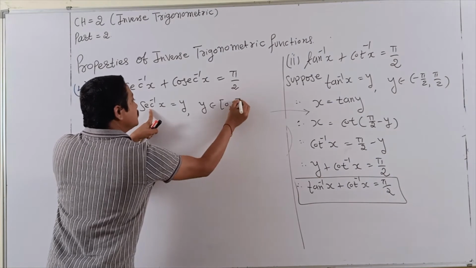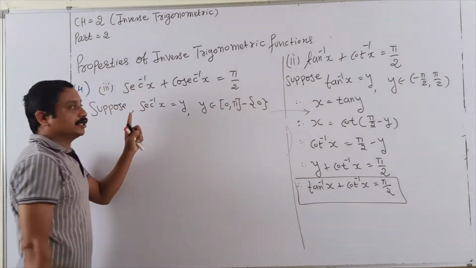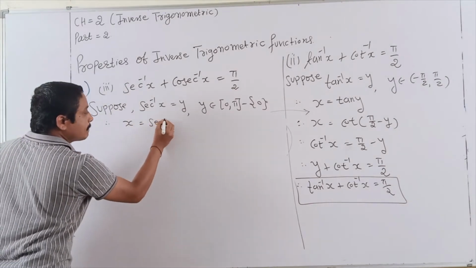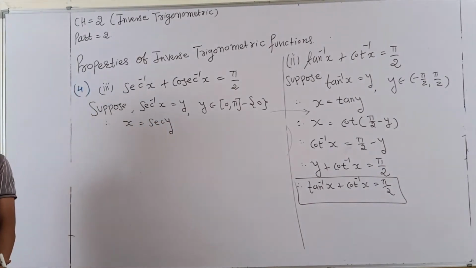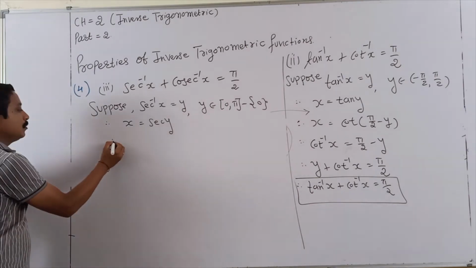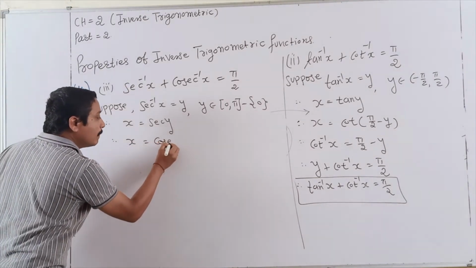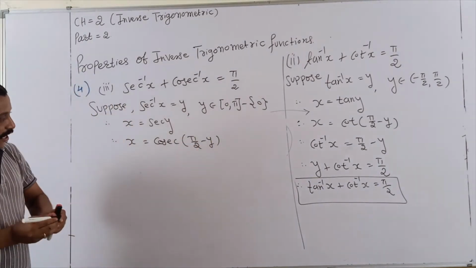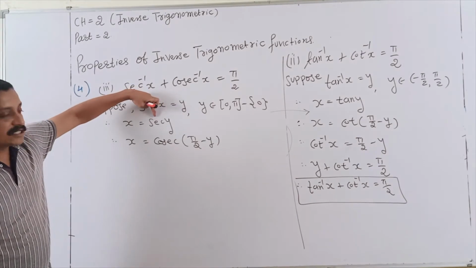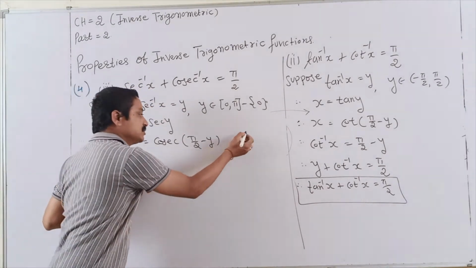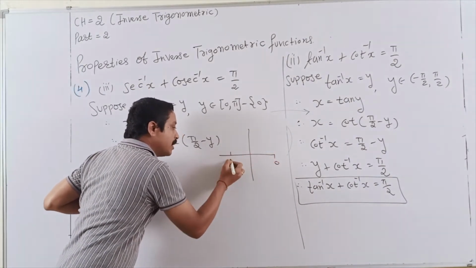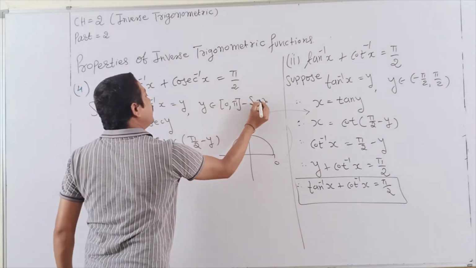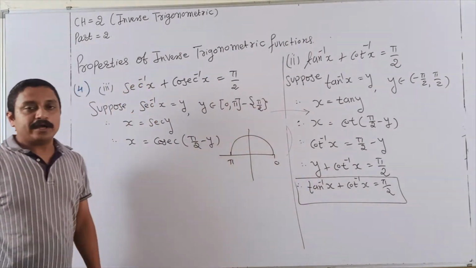Closed bracket 0 to pi, minus pi by 2. So what is x equal to? Yes, it is sec y. Now converting into cosec form, 90 minus y. Students, why have I written 90 minus y? Because I want sec positive in this range. Our range is 0 to pi. Sorry, my mistake, pi by 2 here: 0 to pi minus pi by 2.